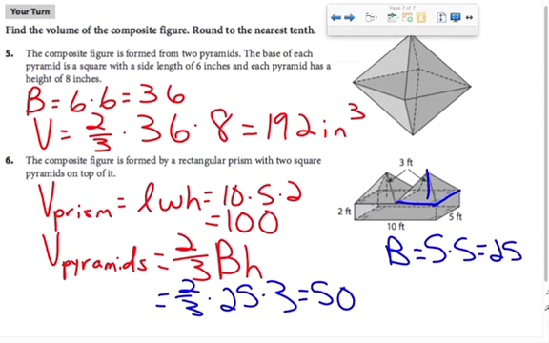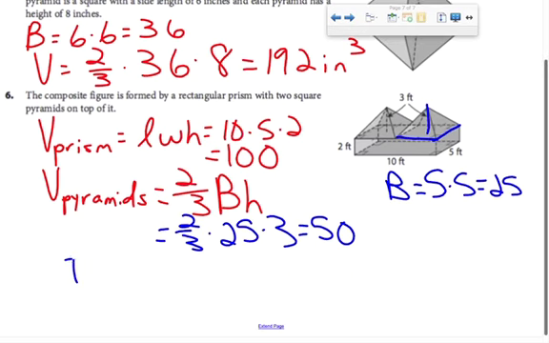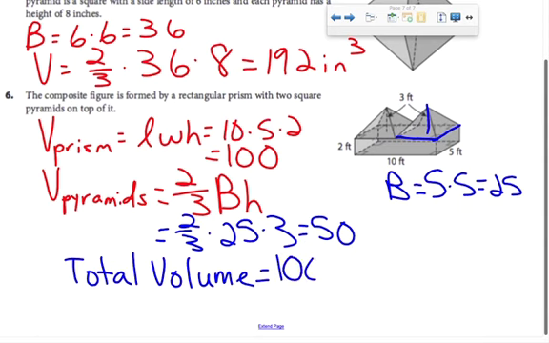So then my composite volume is 100 plus 50, which is of course 150 cubic feet.